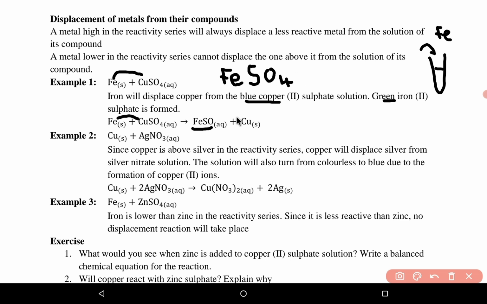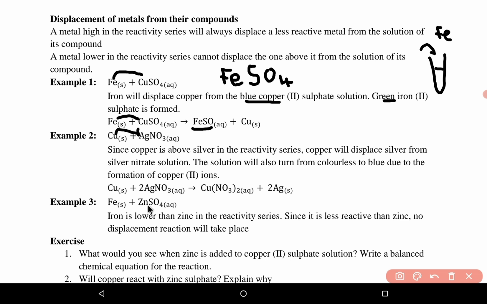Between copper and Ag, which is silver, I'm sure we know that. Between copper and silver, copper is more reactive, so it will definitely displace silver. So you have copper displacing silver.